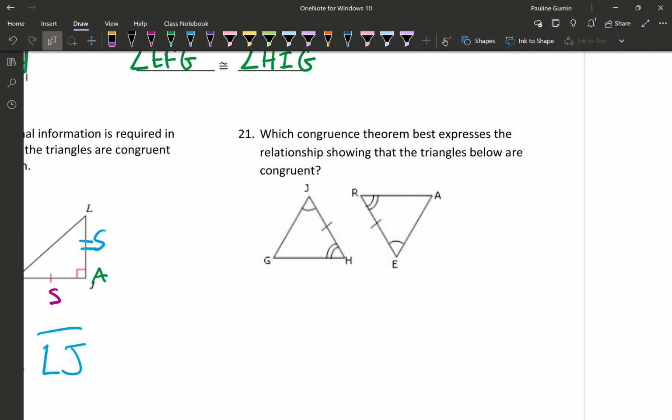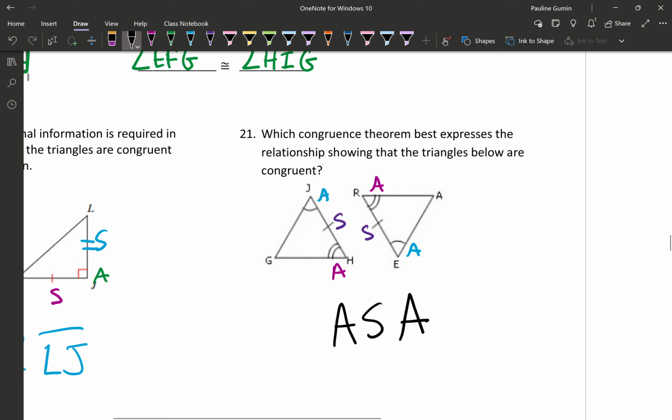21. Which congruence theorem can best express the relationship showing the triangles below are congruent? Let's see what each triangle has. I see an angle with one arc on both triangles. I see a double arc. And I also see a side. Well, if we have two angles and a side, is it an angle side angle sandwich? It sure is. This is going to be angle side angle.